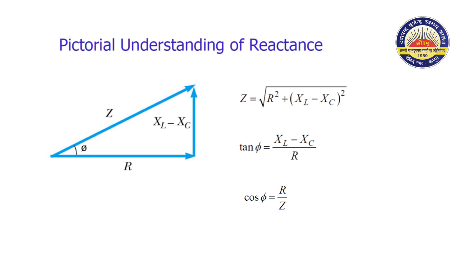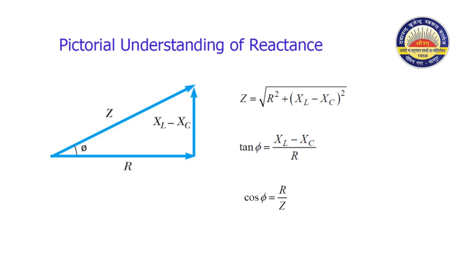From this phasor diagram, we can also understand the reactances and the relation between them. So if R is the resistance of the resistor used in the AC circuit, and XL and XC are the inductive reactance and capacitive reactance respectively, then there will be a phase difference between them, which can be given as here.